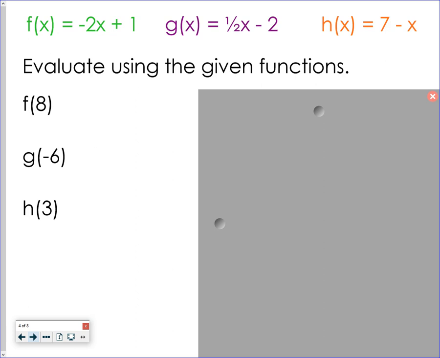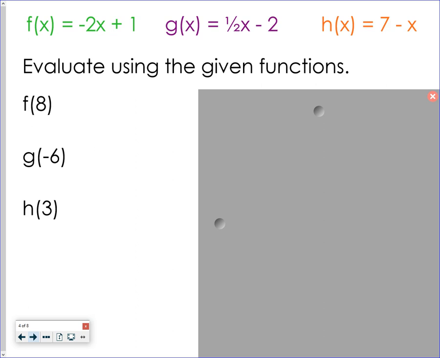Now, I've got 3 different functions up here. And again, the different letters for the functions tell me which function I'm using. So I've got an f function, a g function, and an h function. And I want to be able to evaluate each of those with the different input values that I have here.